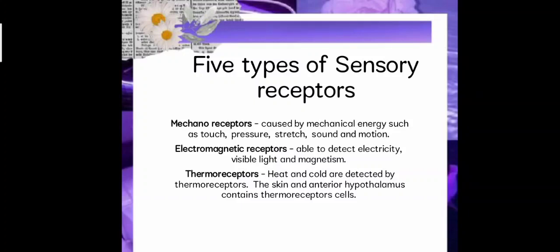Electromagnetic receptors are able to detect electricity, visible light, and magnetism. Snakes are one example of electromagnetic receptors. They have receptors that detect the body heat of potential prey. Thermoreceptors: heat and cold are detected by thermoreceptors. The skin and anterior hypothalamus contain thermoreceptor cells.